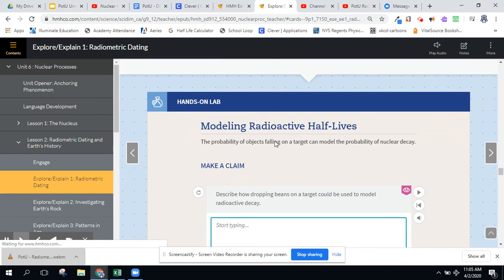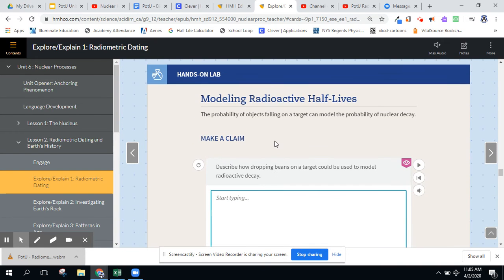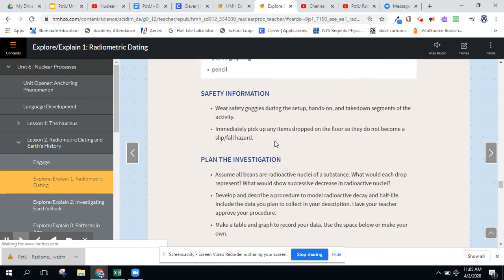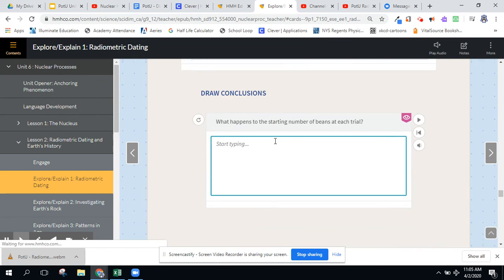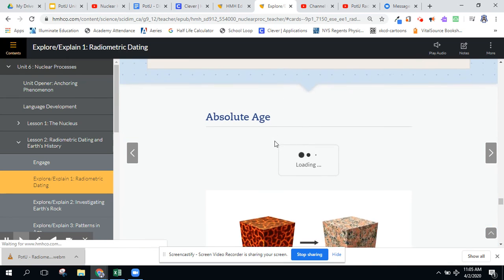All right, you don't have to do the hands-on lab. If we were in class, we would do something like that, but that's not something you need to do at home. And let's see, all of that goes to there with your hands-on lab.